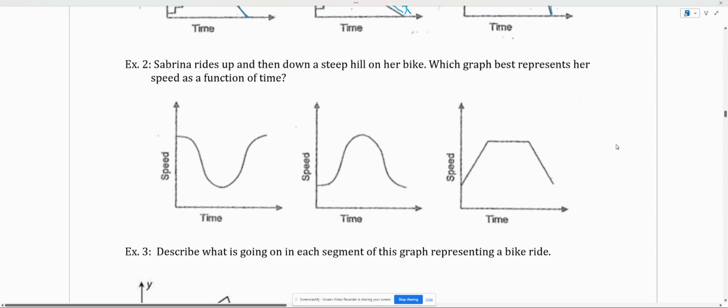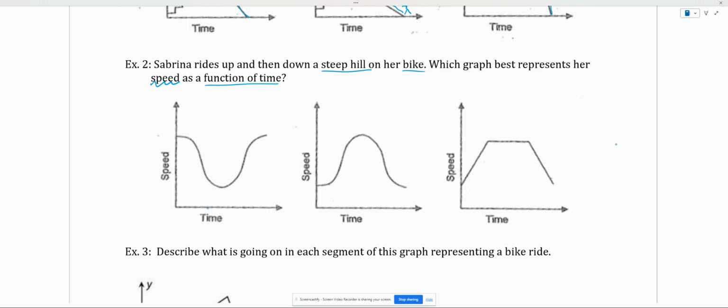How about this one? Let's pay closer attention. We want to know: Sabrina rides up and then down a steep hill, a really simple concept here, on her bike. Now, which graph best represents that? But notice this is speed, not height, as a function of time. Now we're looking at these. These are definitely all functions because they pass the vertical line test.